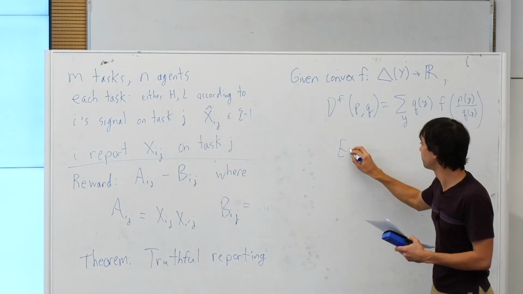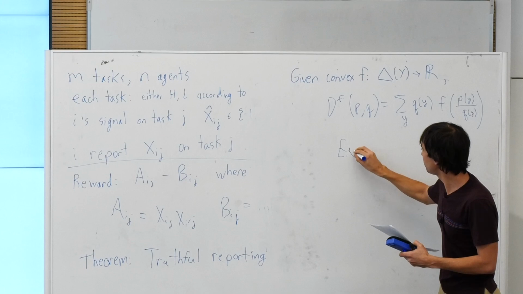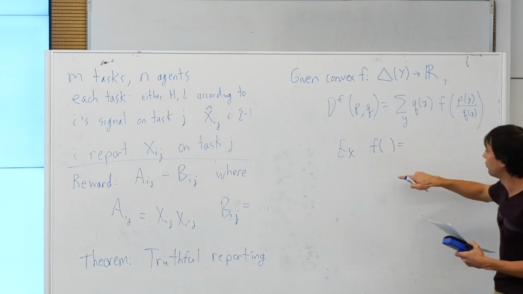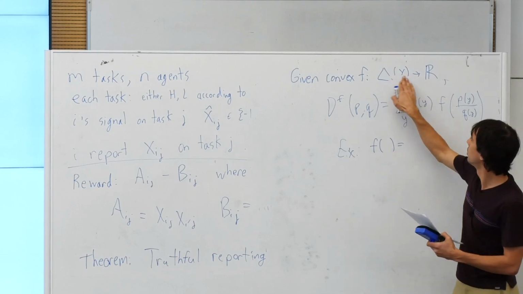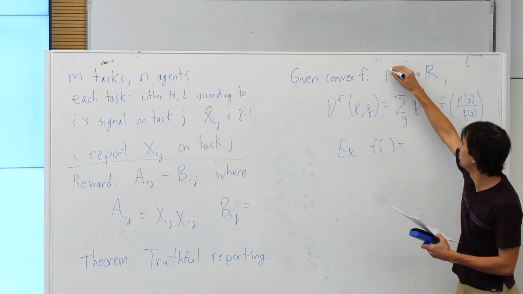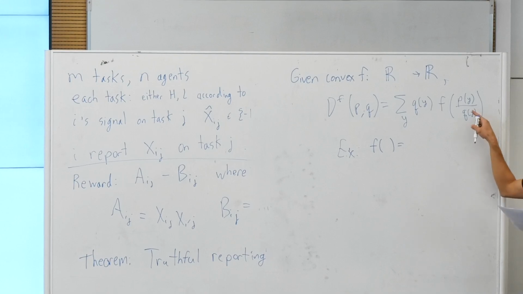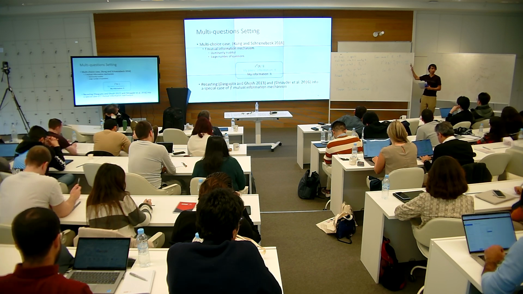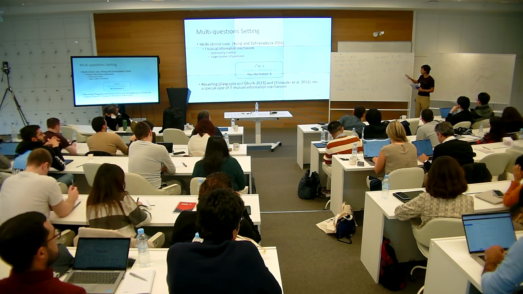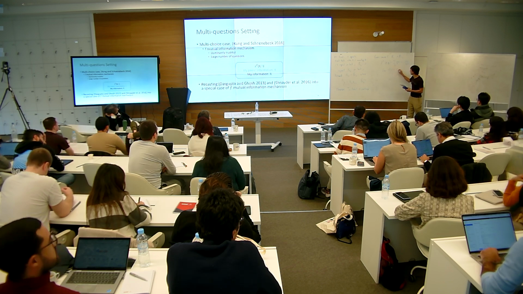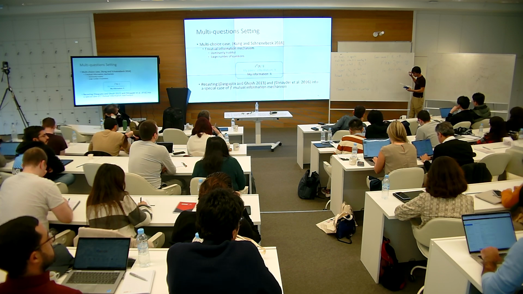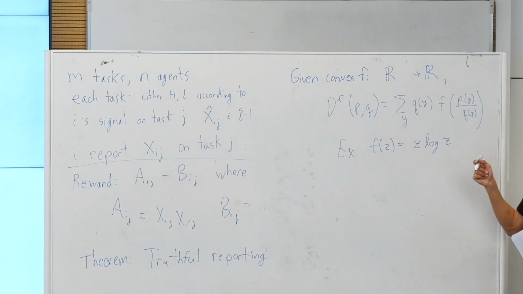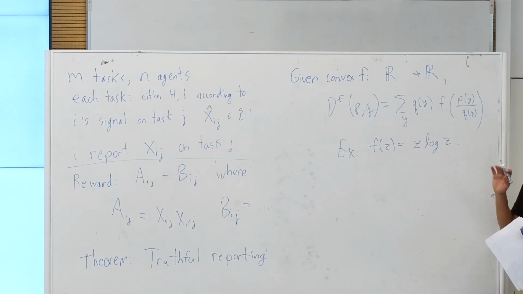Quick examples. f is just a function from the reals to the reals that's convex. So an example could be f of z equals z log z. It turns out this is convex. Don't ask me to prove it in real time. It's a convex function. My graphing calculator says so.